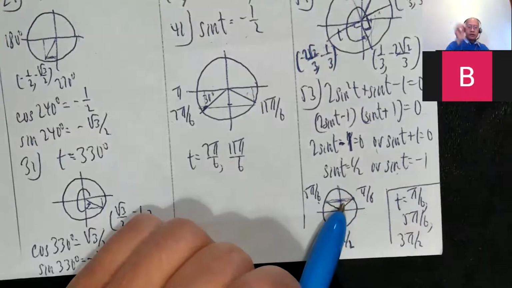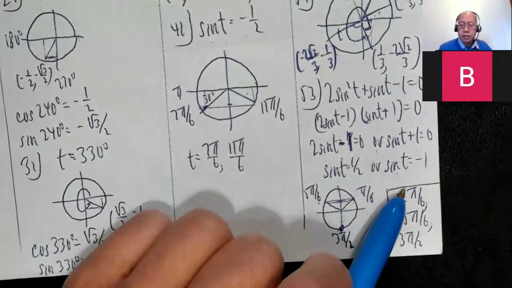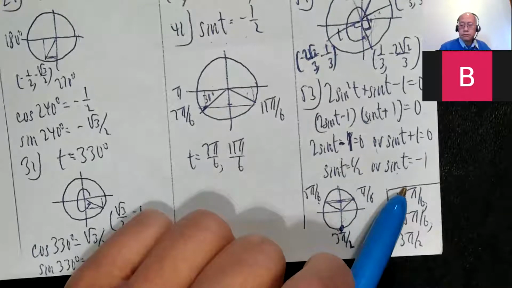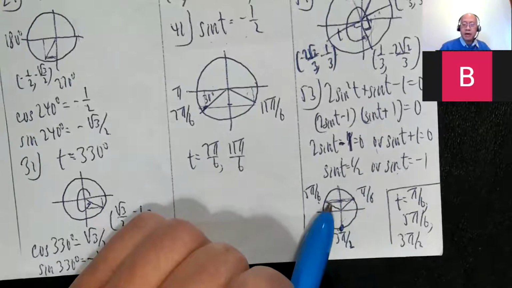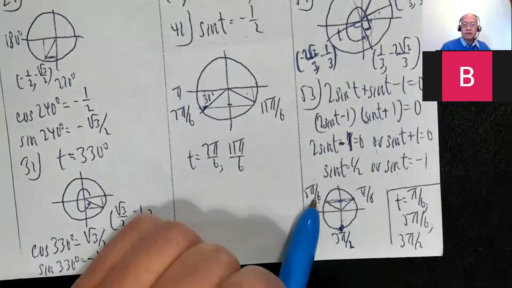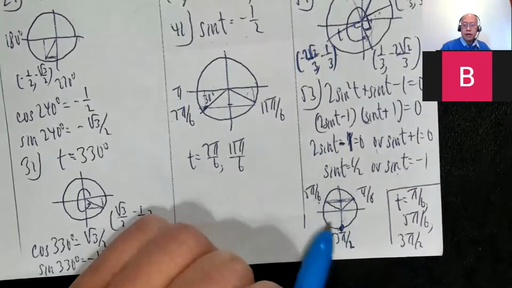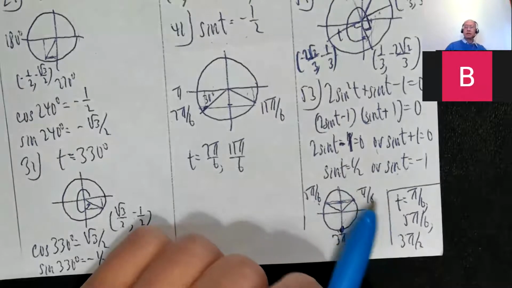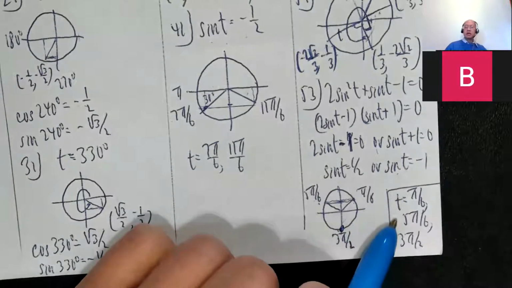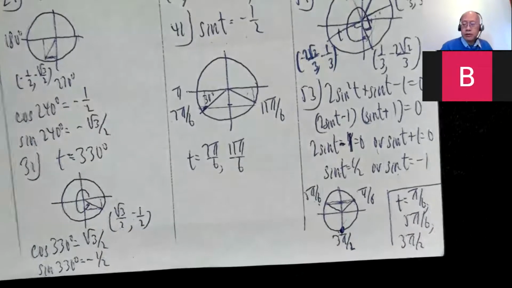So where's here? That looks like 30 degrees, which in radians is pi over 6. This looks like it's 150, 180 minus 30, which is 150 degrees, 5 pi over 6. And this one I know to be 3 pi over 2. So here's my solution set for 53. T is pi over 6, 5 pi over 6, and 3 pi over 2.